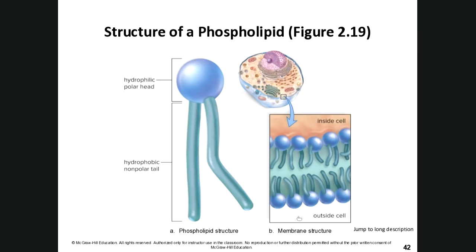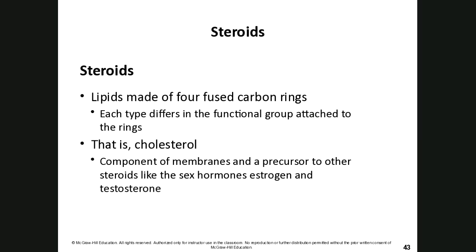Other type of fats, as we said before, steroids. Typically 4 fused rings with a functional group that are attached to them. Cholesterol is the base steroid from which other steroids such as estrogen and testosterone are made from. And you also even have cholesterol in your plasma membrane.